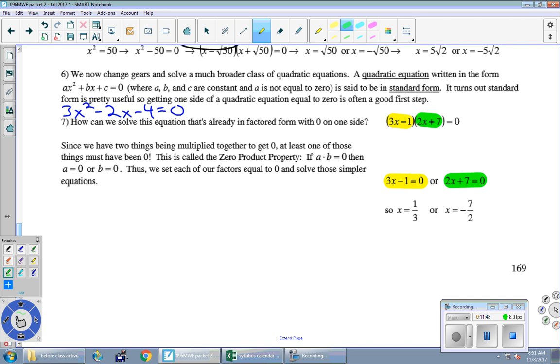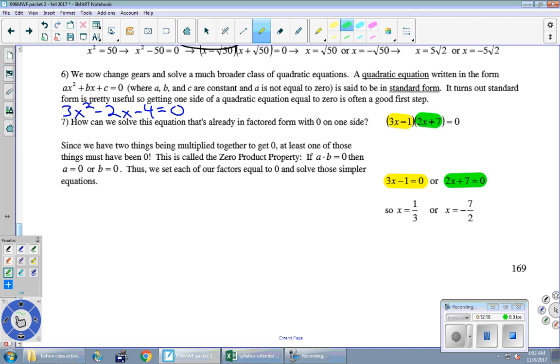So for the yellow, we add 1 to both sides and then divide by 3, so 1/3. And in green, what do we do first? Subtract 7 and then divide by 2, so we get negative 7/2. And those are our answers. How many answers did we get? 2. Does that make sense? If we had distributed up here, we would have gotten 6x squared in the beginning. That x squared tells you, yeah, 2 solutions.